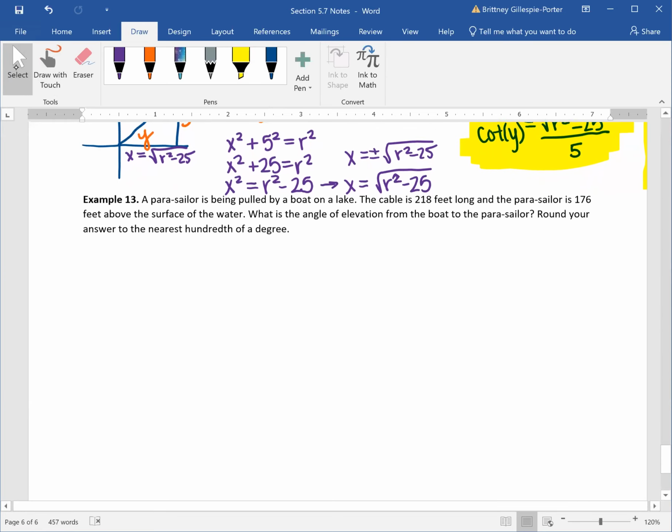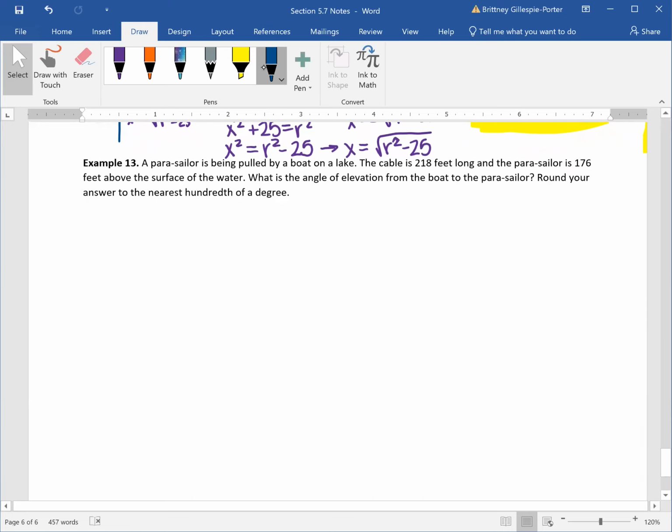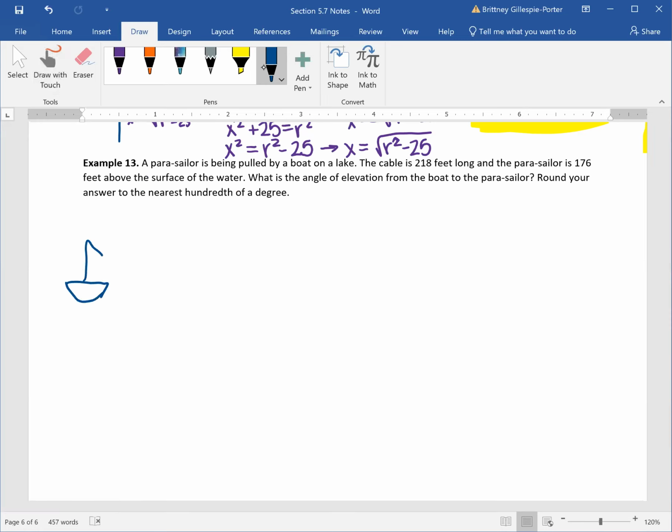All right, last one. We have a parasailer being pulled by a boat on a lake. So if we put our boat down here, yay, and we have him being, the cable is 218 feet long, parasailer is 176 feet above the surface of the water. So we have our guy being pulled behind us in our parachute. Don't judge. Okay, so he's got his parachute.